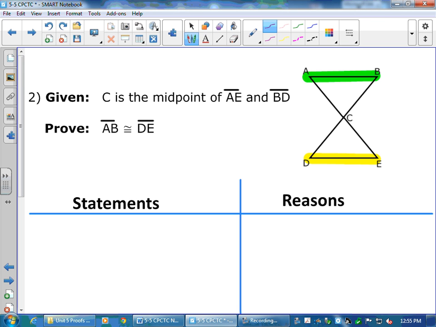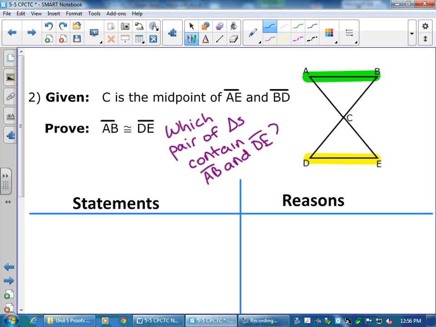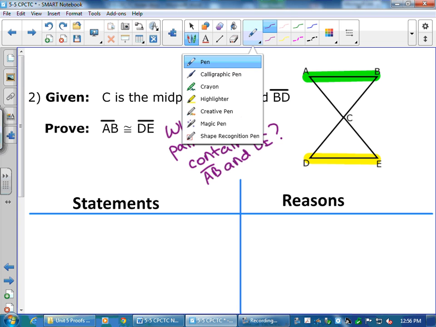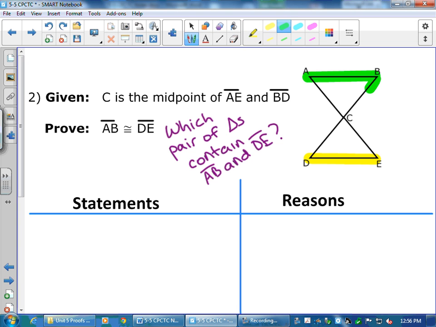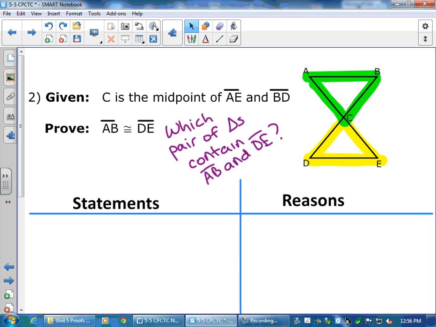I'll even write that question out. Which pair of triangles contain AB and DE? AB is contained in triangle ABC, and DE is contained in triangle EDC. So that's the triangles that I'm going to be looking to prove. I'm going to be looking to prove triangle ABC and triangle EDC. So let's do that first.